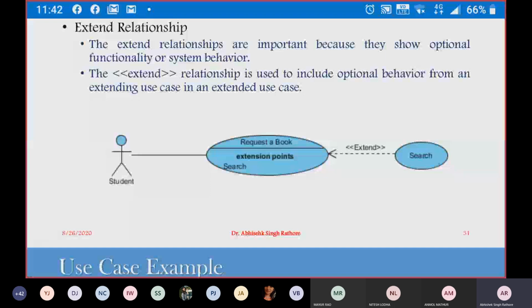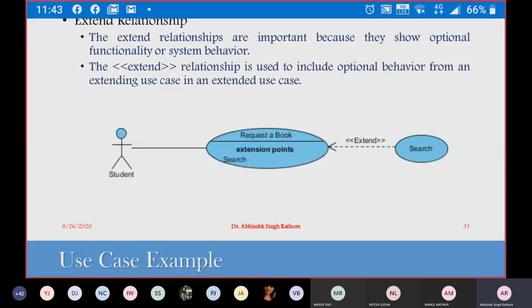So you have to consider that the include relationship provides additional functionality and points towards your additional functionality, while in case of extension points, this relationship points toward your base use case and you have to make a compartment for the extension point. So this is the extension relationship.